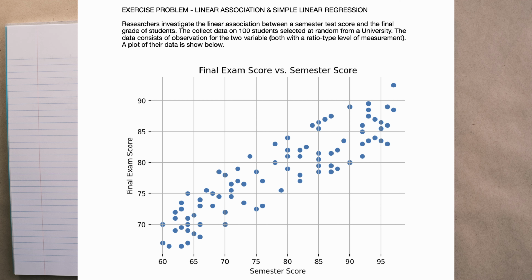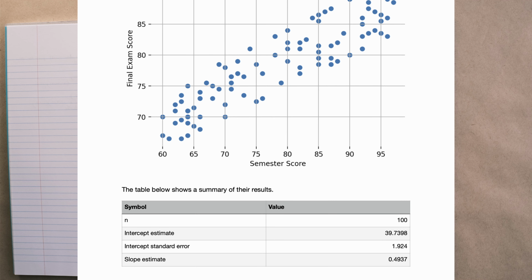We see the semester score on the horizontal axis. We see final score on the vertical axis. And first of all, visually, very easy to see that there'll be positive correlation. As semester score increases, so does final exam score. And it seems to be a fairly strong linear association or correlation there. The table below shows results of their values.